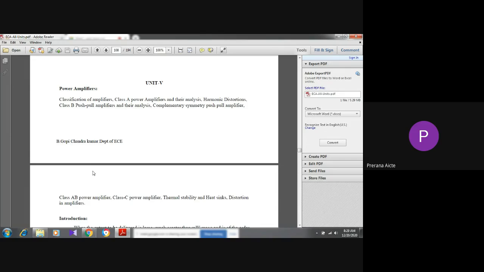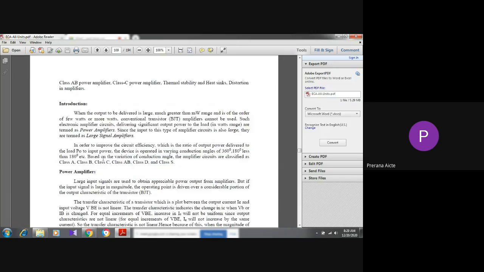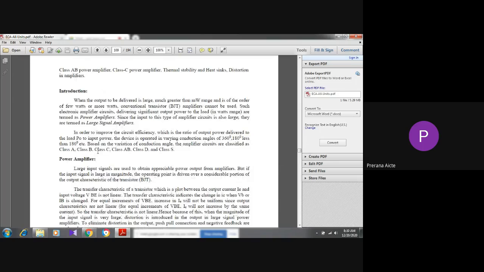Now, in this unit, we will discuss these power amplifiers, their operation, equations, analysis, and derivation of the efficiency, especially, and the types of distortions. Harmonic distortion is very important in power amplifiers. And the heat sink. Okay, let's see. First, introduction. When the output to be delivered is large, much greater than the milliwatt range, of the order of a few watts or more, conventional amplifiers cannot be used.